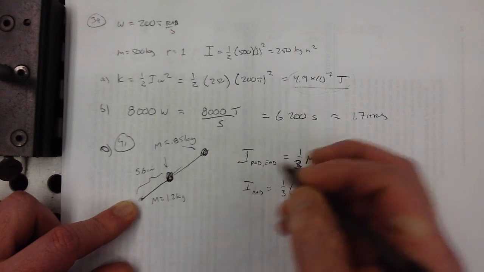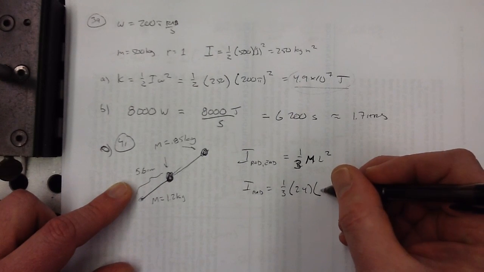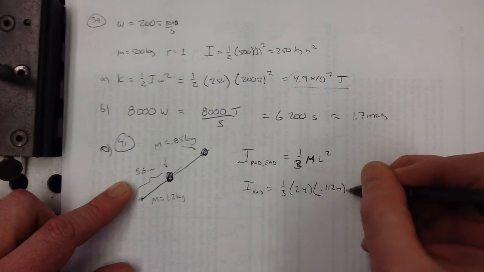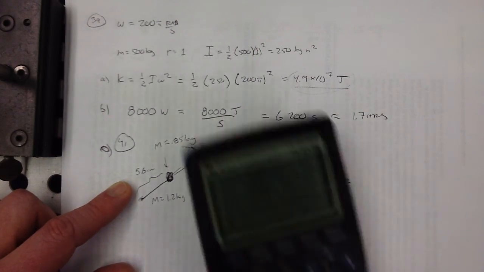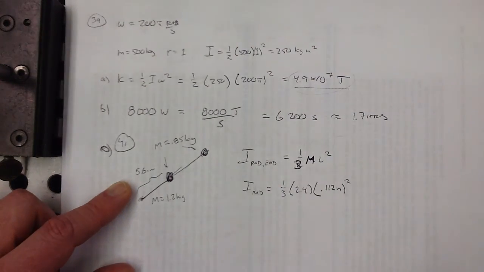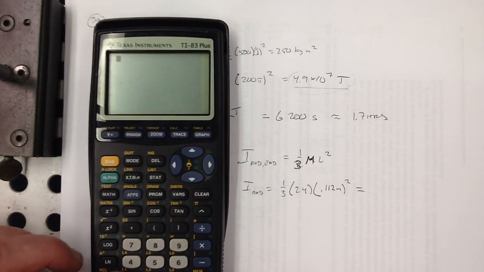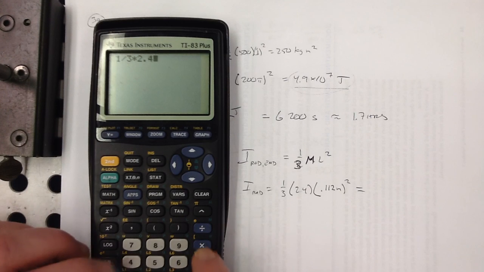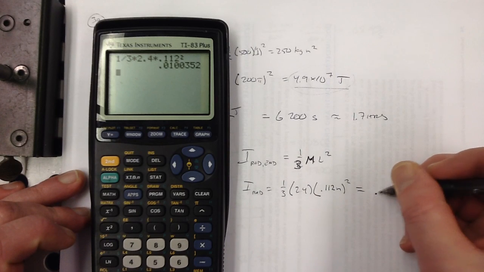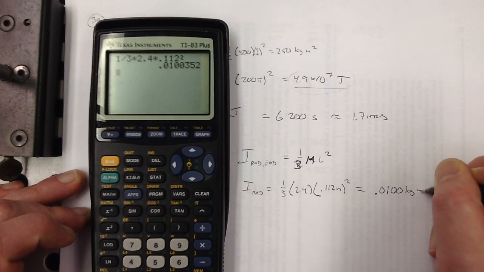We have 1/3 times the total mass, which would be 2.4 kilograms, times the total length, which would be 0.112 meters, right? 0.056 times 2. So that is going to be 1/3 times 2.4 times 0.112 squared. So that's about 0.0100 kilogram meters squared.